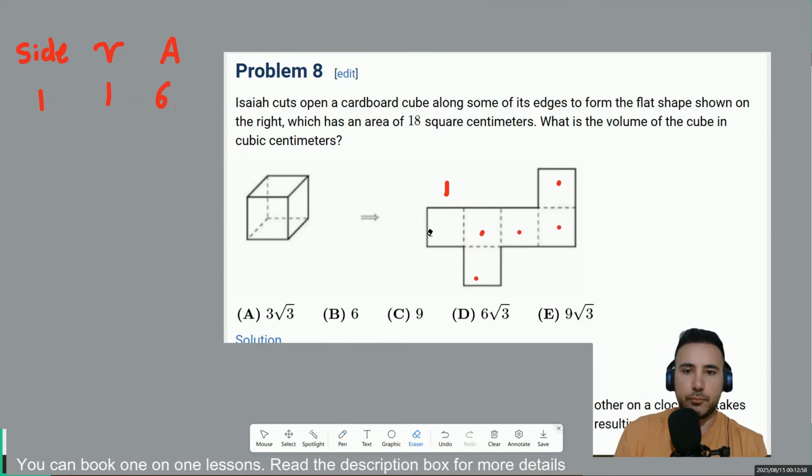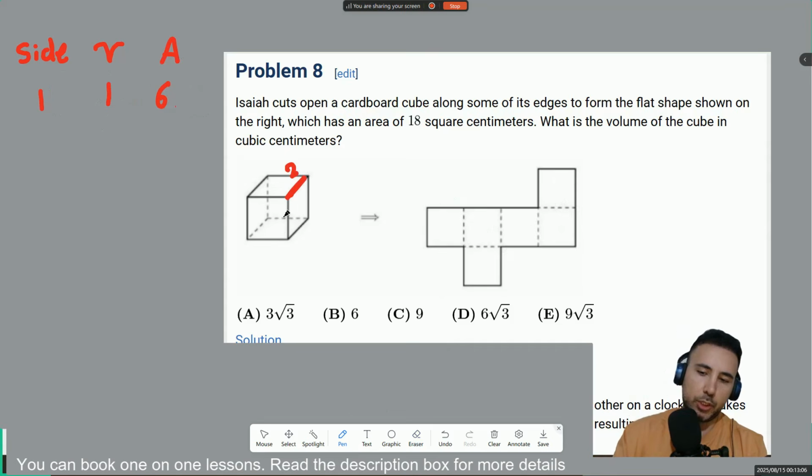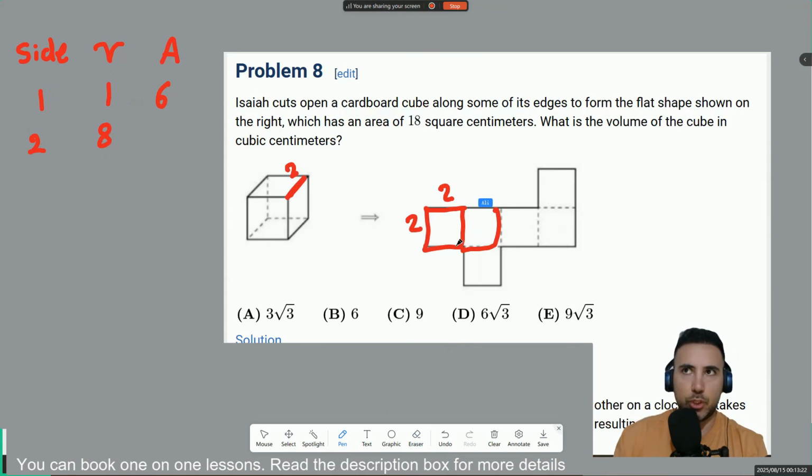Okay. Let's go by the next one. What if this is actually 2? So the volume is 2 times 2 times 2, being 8. What is the area of one of them? 4 centimeters squared. We have 6 of these. 4 times 6, 24.